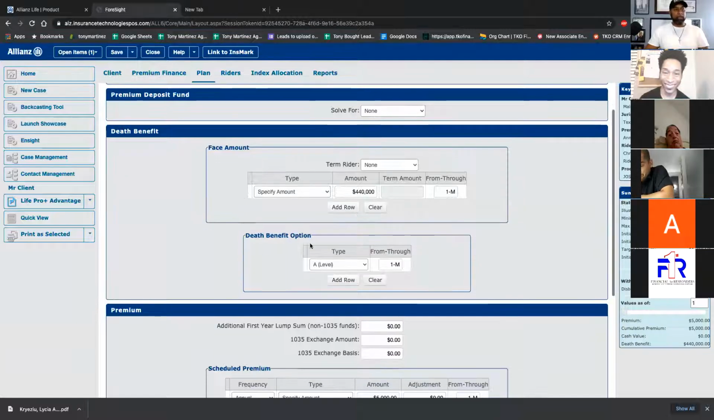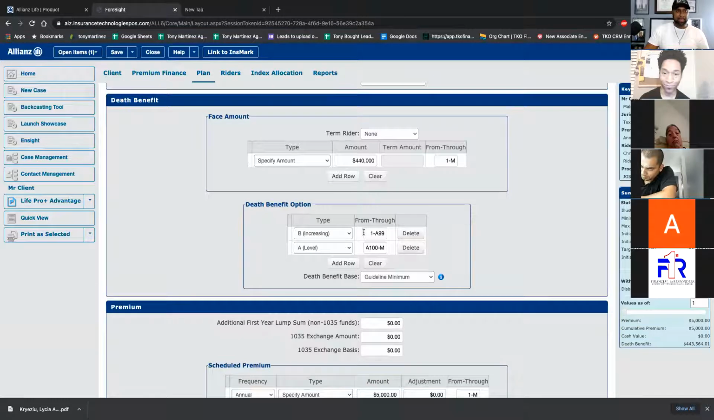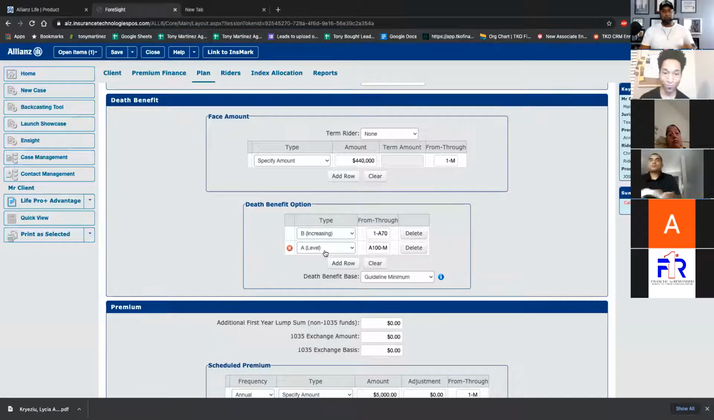Now, what I'm going to do next, now I know what the face value is, is the death benefit. The death benefit is going to be increasing. I increase it from policy year 1 until age 70. When you put an A in front of the number, that's age. If you don't put the A, it's 70 years of the policy, right? So I want from policy year 1 to age 70 to be increasing, and then I want it to level off. Let me stop for a minute.